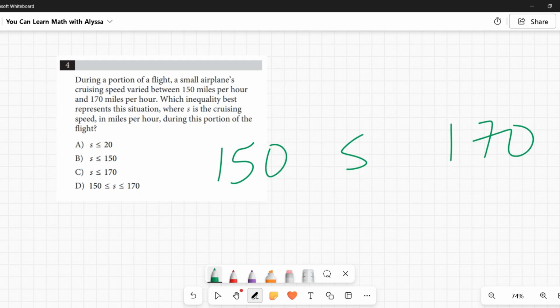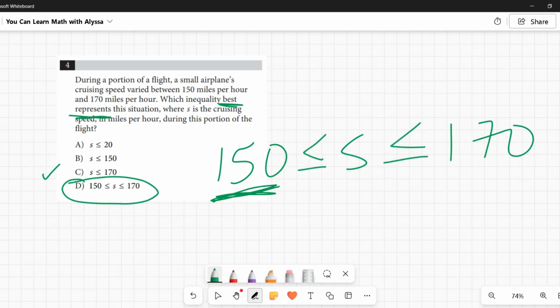C, it says S was less than 170 the whole time. This is where the best part comes in. Best represents. Because S is less than or equal to 170 the whole time. That's true. It is true that S was less than or equal to 170 for the whole flight. But it also had that lower end cap of 150. So it was between those two. So D is our best option, that S was greater than or equal to 150, but also less than or equal to 170.